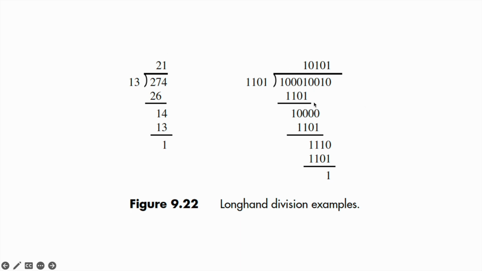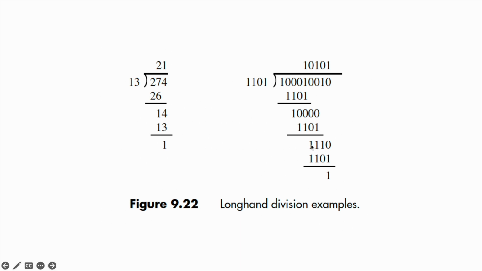Next, 0 will be copied, giving 1000, which is lesser than 1101. So we have to copy another 0 from the dividend. That is why we keep 0 here and copy the next 0 to the result. Next, 1101 again. We subtract this value and get 11. The subtraction of these two values is 11, and the next bit, 1, is copied to the result.